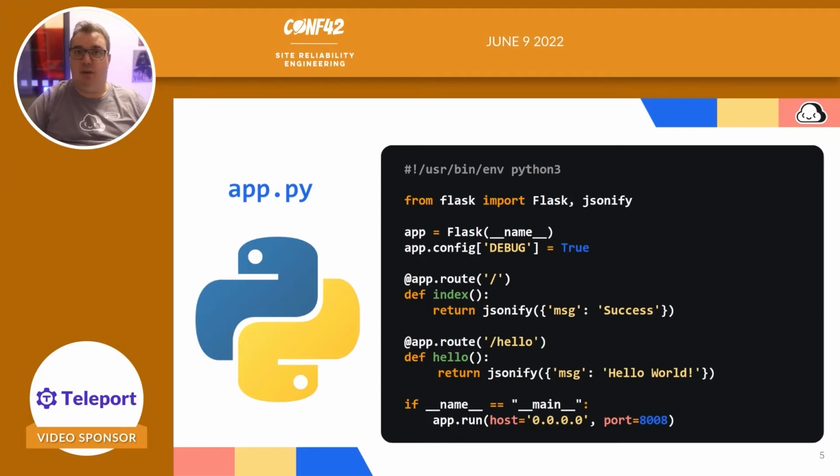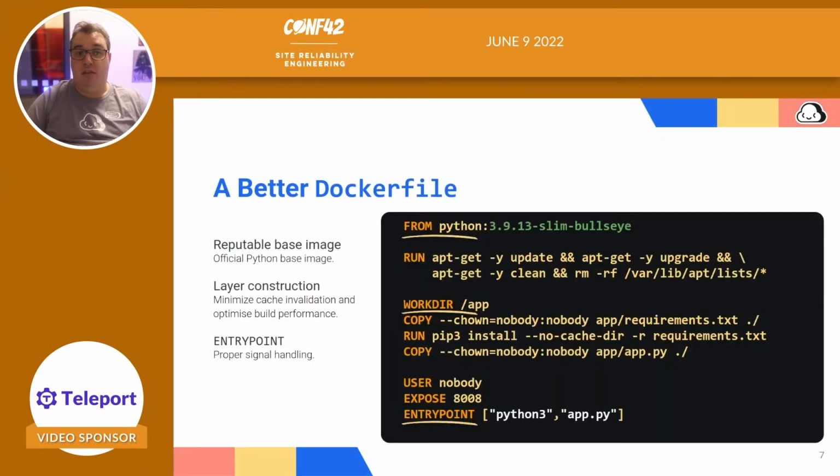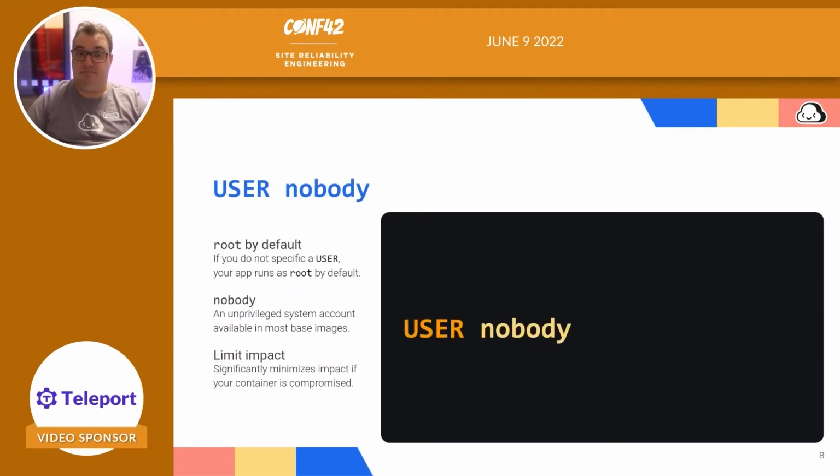So let's just take a look at one of those Docker files. This Docker file adheres to container best practice. It uses an official Python base image. A work directory is defined for our app. It has good layer construction to minimize cache invalidation and optimize build performance. Files are copied only as required. A port is exposed, and it uses an entry point for proper signal handling. But there are a few things that can help specifically with container security. So let's take a closer look at each of those.